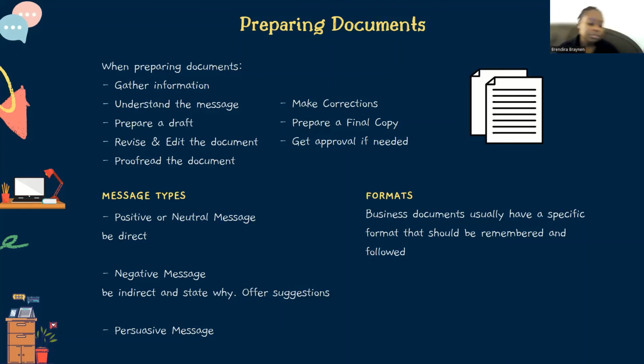And then, of course, there can be persuasive messages, which is just a message where you're trying to get somebody to do something. Let's say you're trying to get them to come out to a sale, or you're trying to get them to buy something. That's a different type of message as well. When we talk about all of these messages and these different documents, business documents usually have a specific format that should be remembered and followed. And we'll talk about that in another topic.